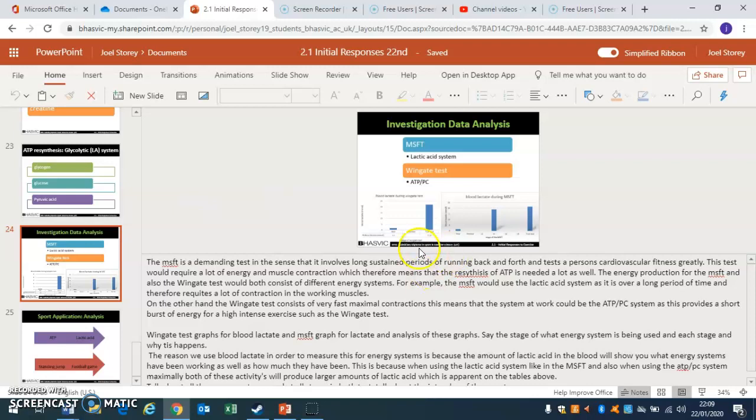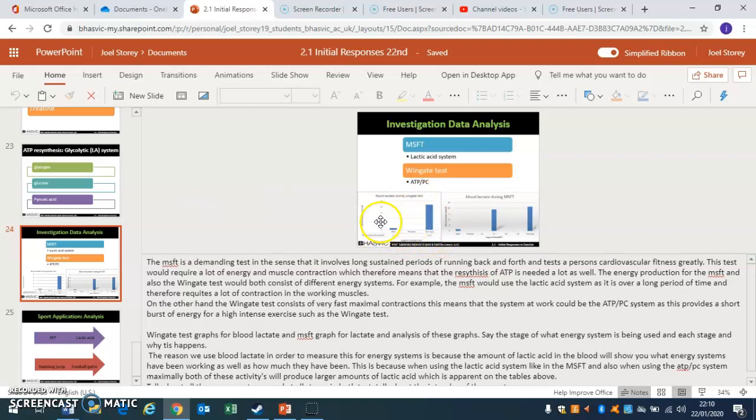At the beginning of the test, you can see that blood lactate is much lower than at the end. This shows that the lactic acid system is present in both tests, as at the beginning the lactic acid amounts in the blood are a lot lower than they are at the end of the test.